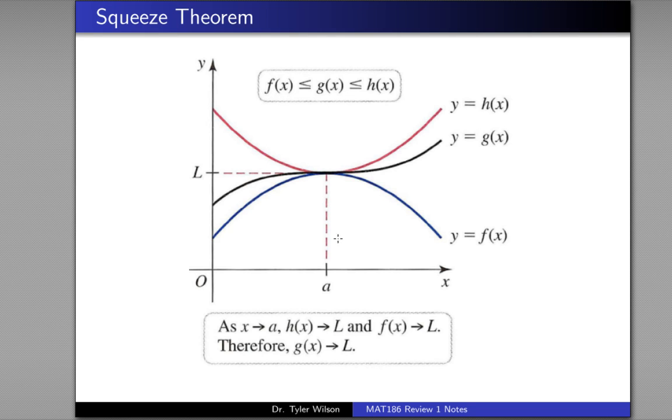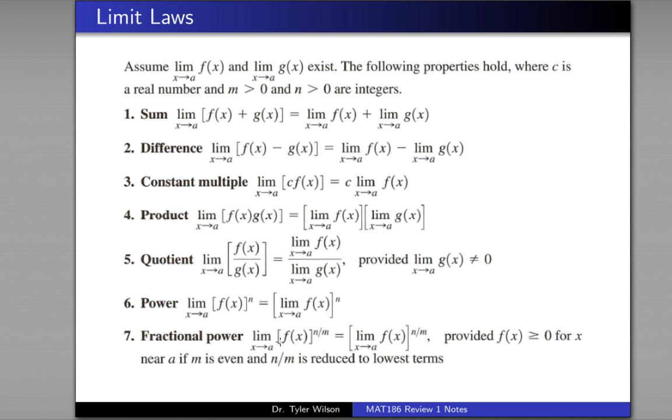Here's what it looks like graphically. Here is the function that's always bigger than the rest, this is h of x. Here is the function that is always smaller than the other functions, this is f of x. And here is the function we're interested in, the one that's getting squeezed in between. As x gets closer and closer to a, our big function is getting closer and closer to L, and our bottom function is getting closer and closer to L. Therefore, the function we're actually interested in, the one in between, also has to get squeezed between the top function and the bottom function, so its limit also goes to L. This is generally how the squeeze theorem works.